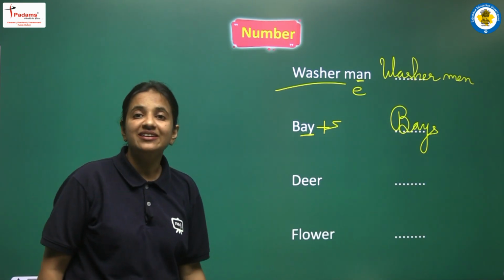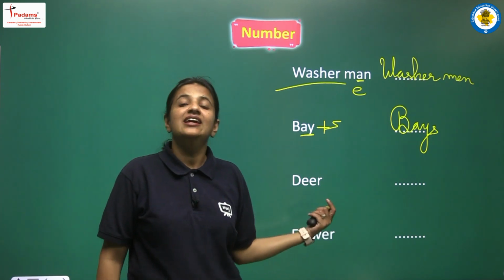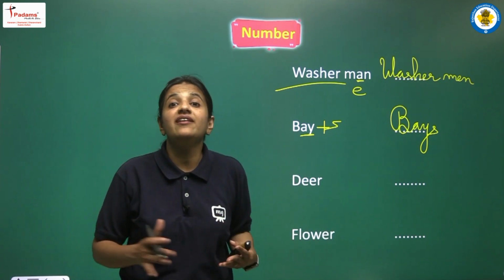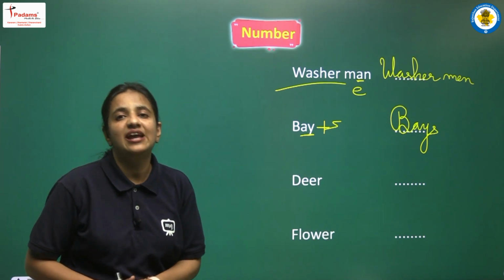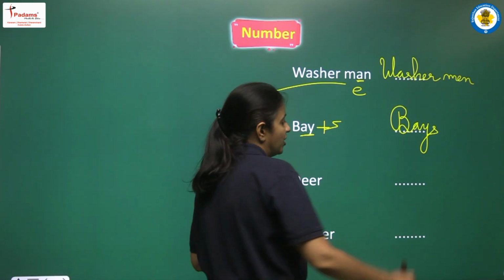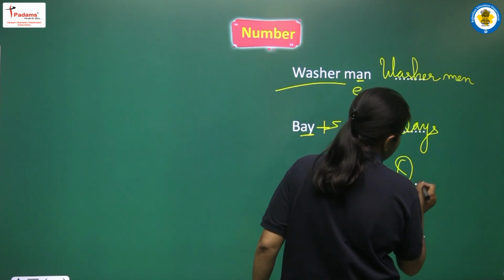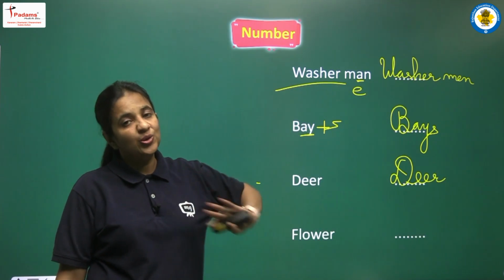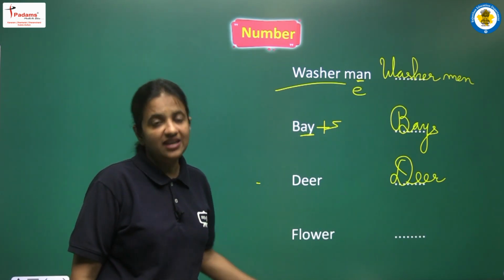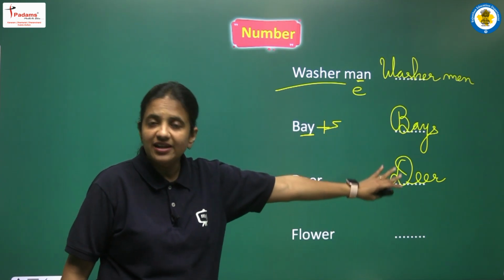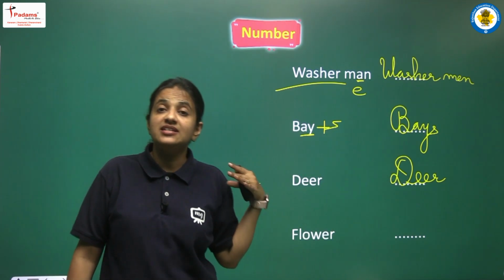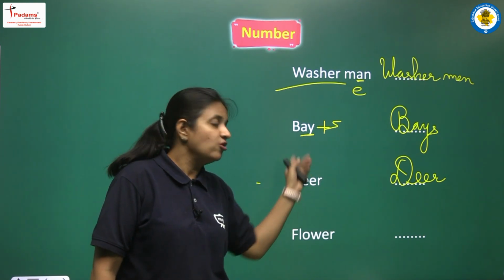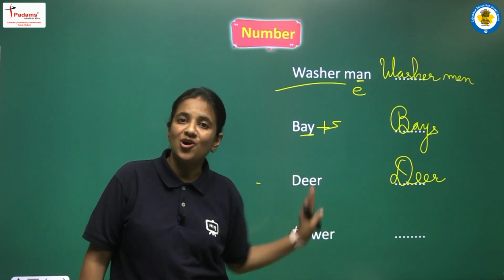Next we are having deer. So yes, this is again in the category of irregular nouns. This is also one of the words that remains the same in both singular and plural. So again no need to do any changes in the spelling. We have to write the same spelling because this is a word that remains exactly the same in singular noun and in plural noun also.